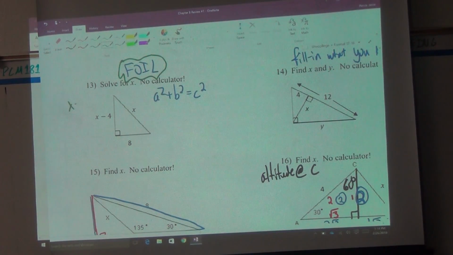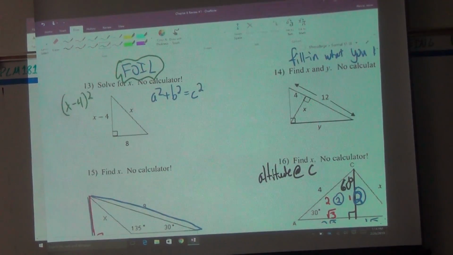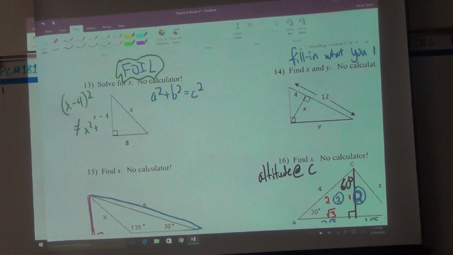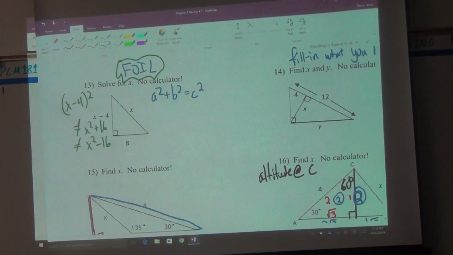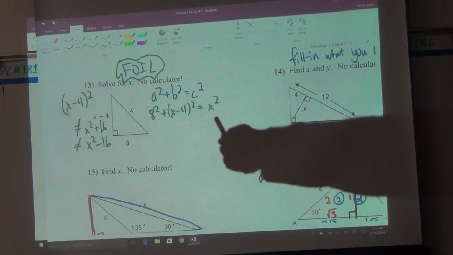When you get x minus 4 squared, it is not x squared plus 16. It is not x squared minus 16. It is going to be something different than that. So we're going to go with 8 squared plus x minus 4 squared equals x squared. Remember, x is the hypotenuse, so it's by itself.